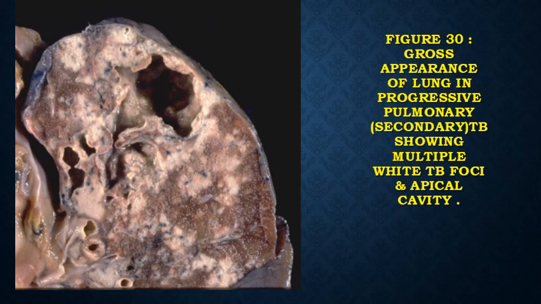This is a figure showing the cavitation appearance of the lung in progressive pulmonary secondary TB. This is also a cavity. This is an apical cavity. Actually, this is secondary TB, but it is progressive. There is more than one lesion, and a cavitary lesion might erode into the bronchus or bronchioles, leaving the cavity.